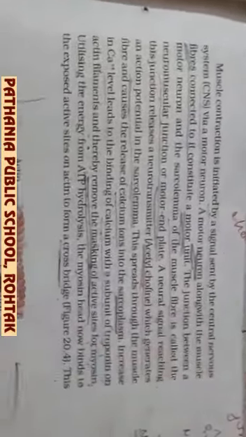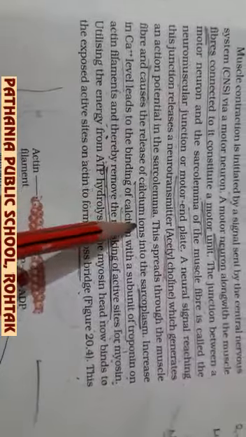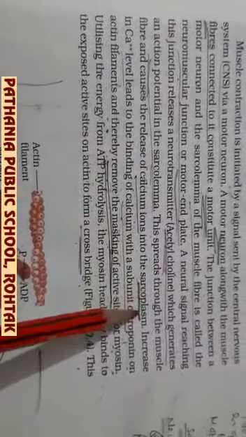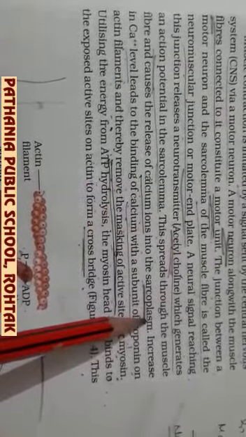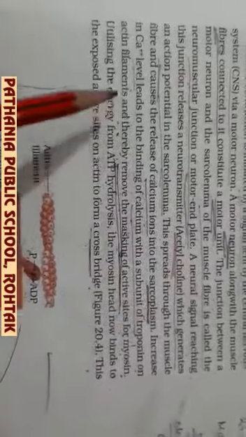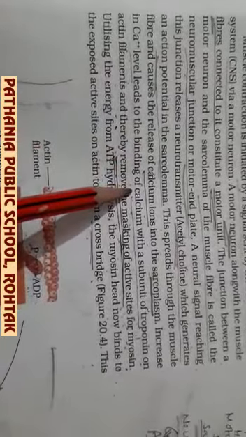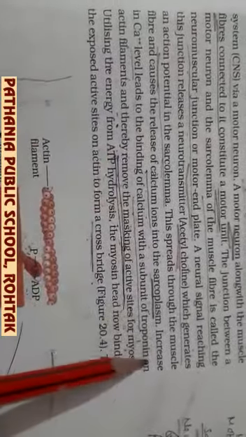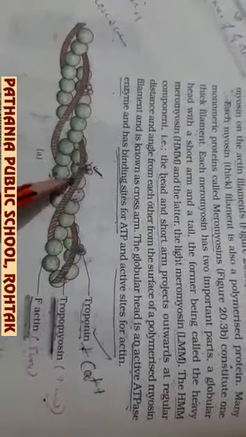It will cause the release of calcium ions from the sarcoplasmic reticulum. That means calcium ions will be released from the sarcoplasmic reticulum, which is present in the sarcoplasm. Now these calcium ions will actually bind with the troponin. Where is the troponin present? Troponin is present over the tropomyosin.